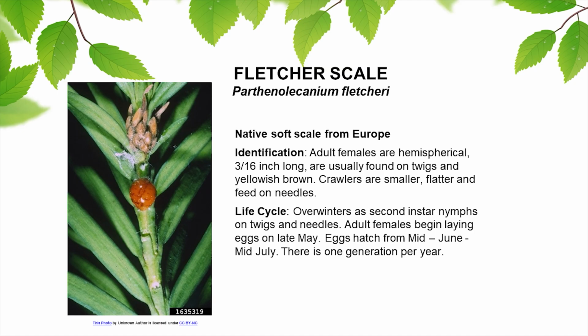Fletcher Scale overwinter as second instar nymphs on the twigs and needles of the host plant. Adult females begin laying eggs in late May. They can lay from 500 to 600 eggs. The eggs hatch into crawlers from mid-June through mid-July. They migrate to a twig or branch where they feed. There is one generation of Fletcher Scale per year.